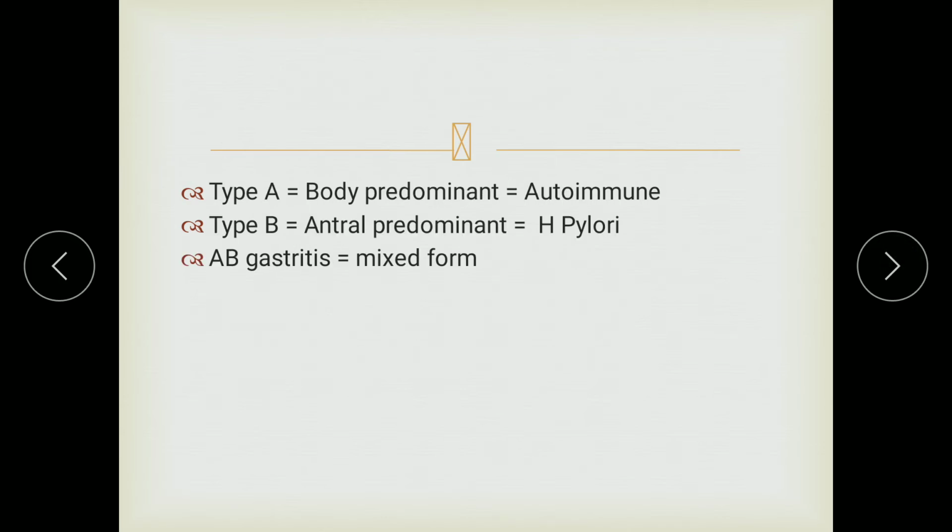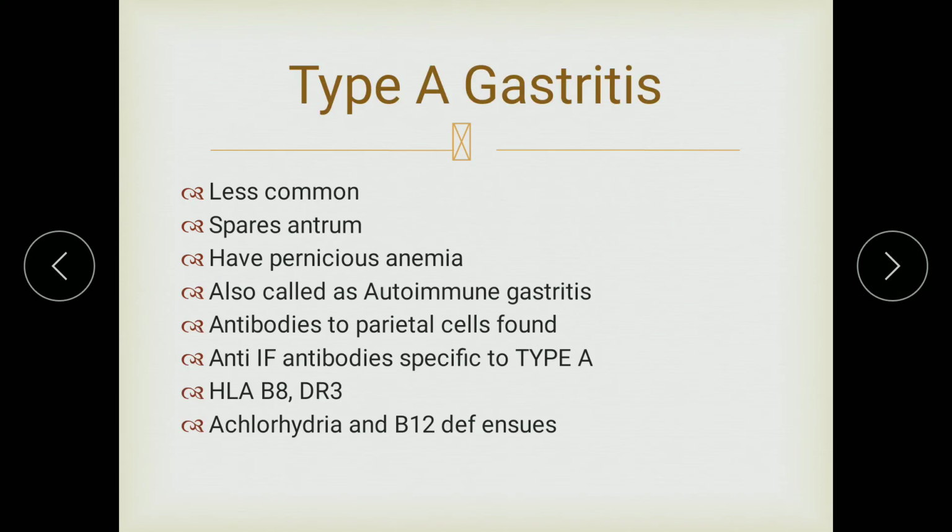Chronic gastritis is broadly classified into type A and type B. Type A is body predominant, which is mostly due to autoimmunity, and type B is antral predominant and is mediated by H. pylori infection. Type A is the less common form and it spares the antrum. Antrum is the region where you have the G cells which secrete gastrin. These patients have concomitant pernicious anemia, which leads to B12 deficiency. Hence, this is also called autoimmune gastritis.